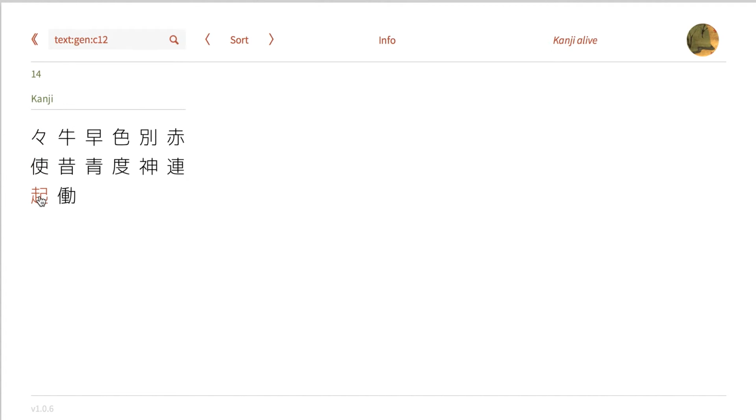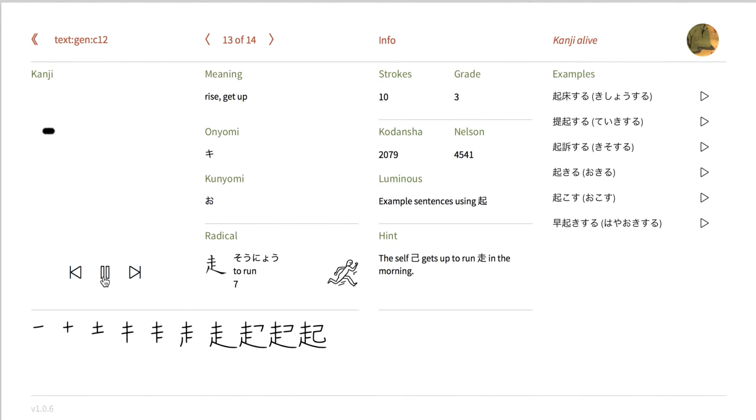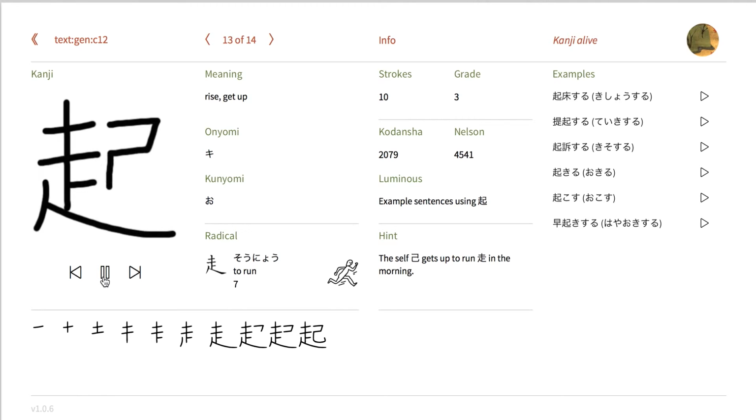The next one is the verb root of okiru. The kunyomi is o, or the on'yomi is ki, means to rise, get up, wake up, to be awake. It has the running radical there. This part, the hint: the self gets up to run in the morning. This is read onore, and it refers to oneself. The stroke order for this running radical, we build the radical first, and then the right-hand side comes second.